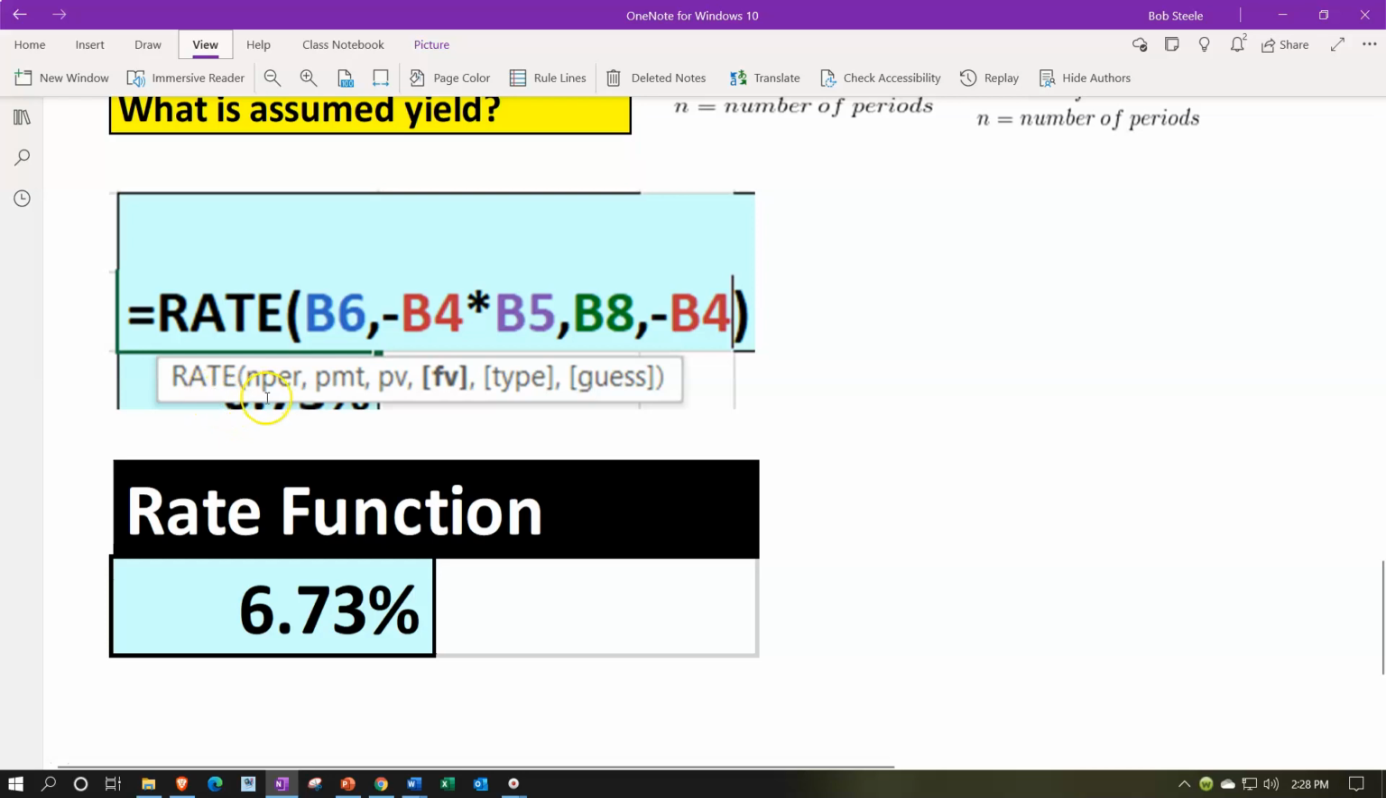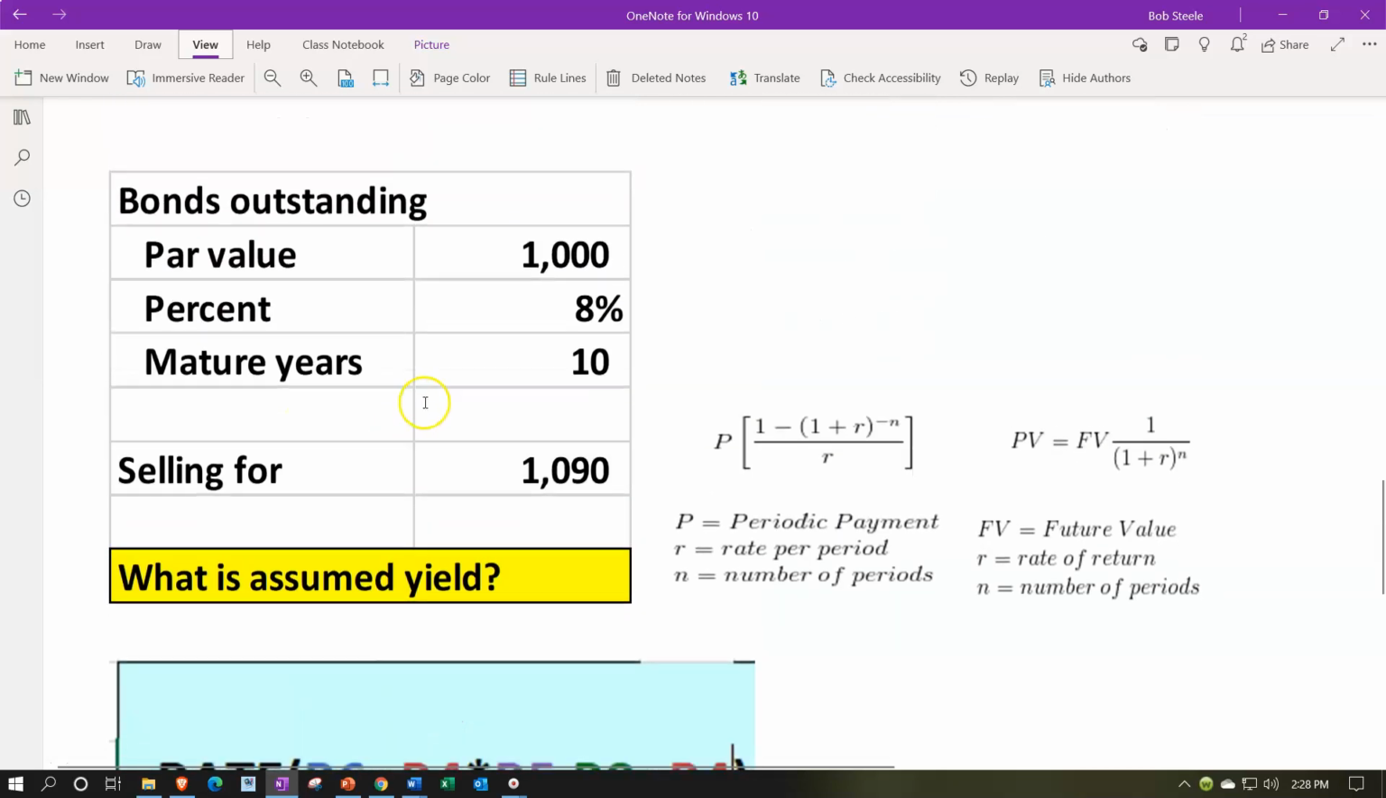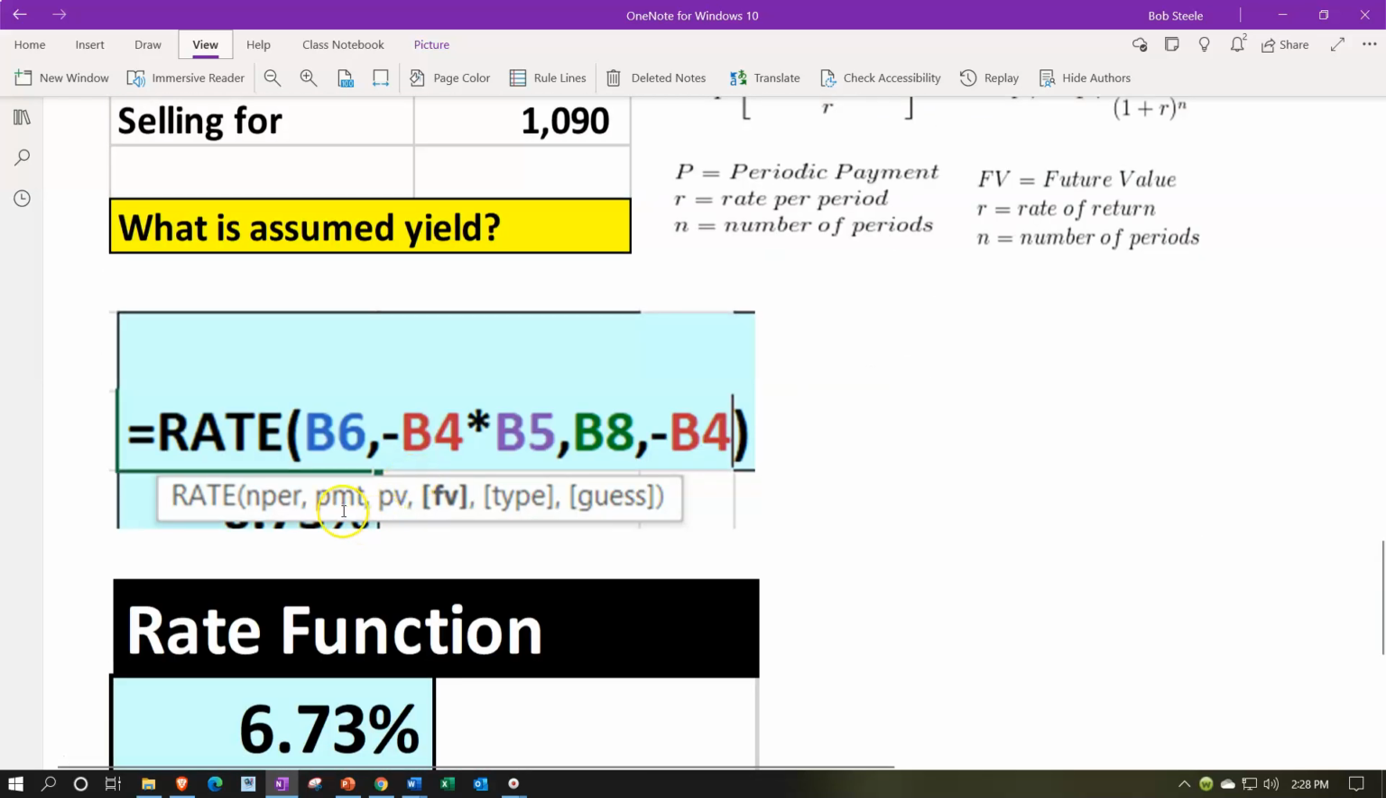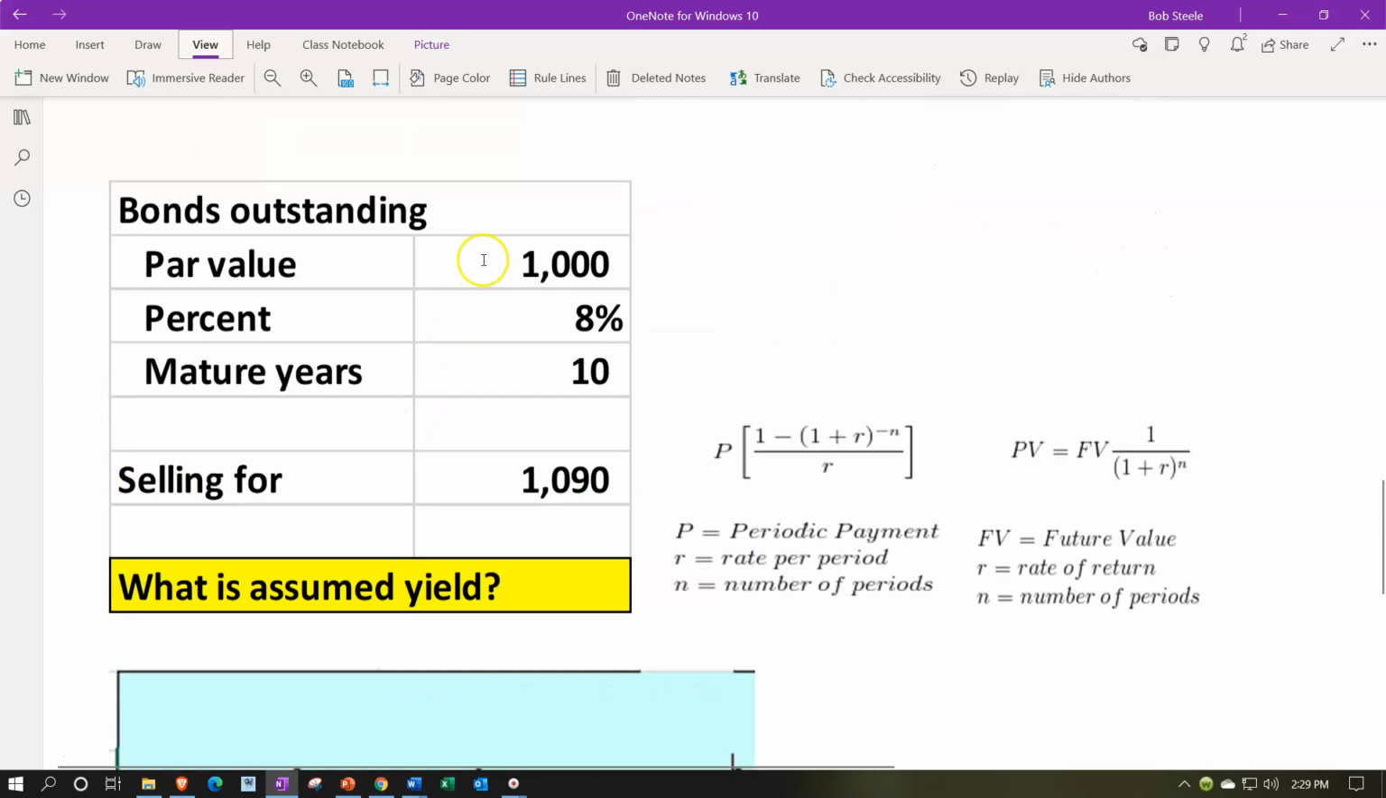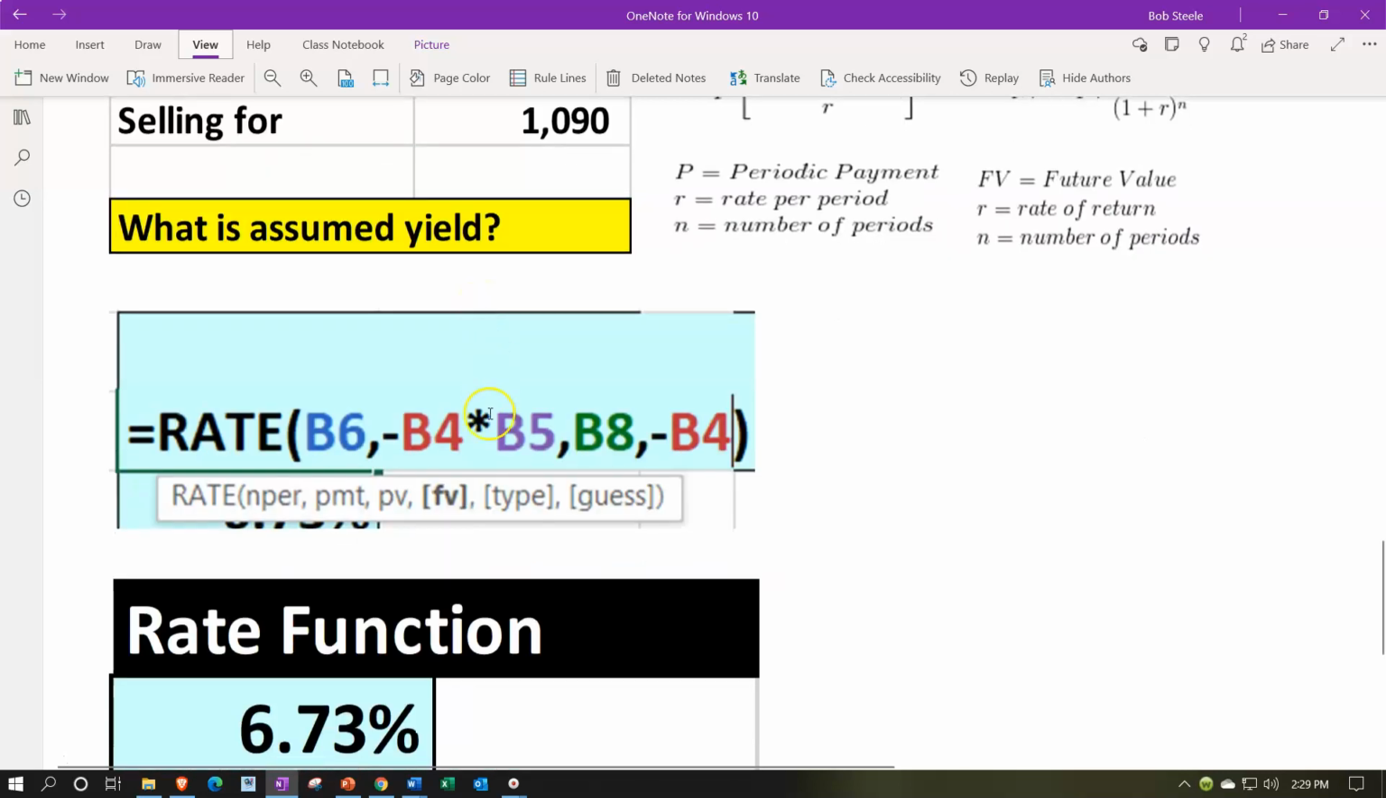It's going to be the rate, the number of periods. The number of periods is going to be 10, comma, then the payment. Note the payment here, I have a negative amount. We have to make that a negative to make this work, which would be the 1,000 times the 8%. That would be the annuity portion of the payment.